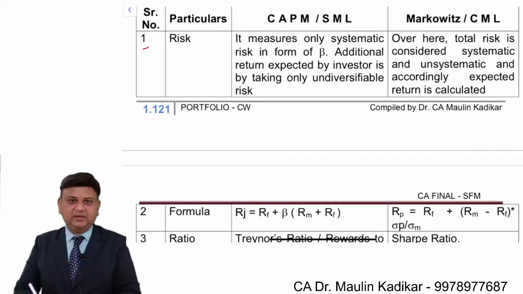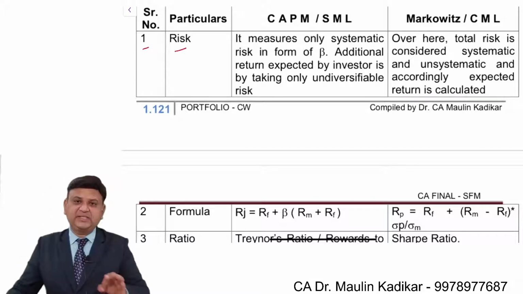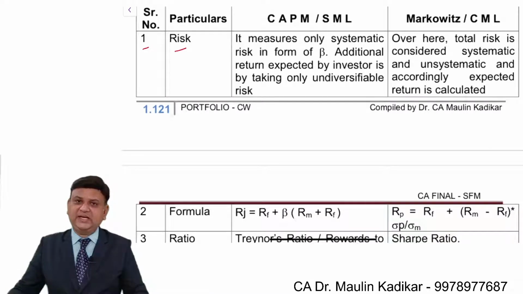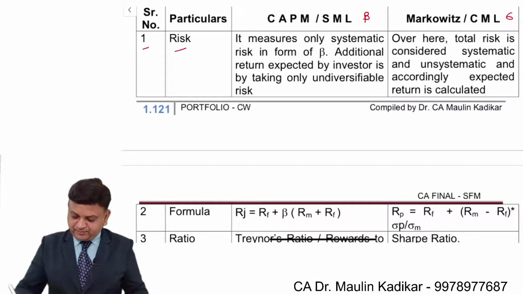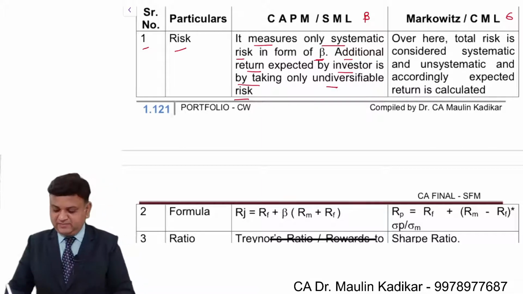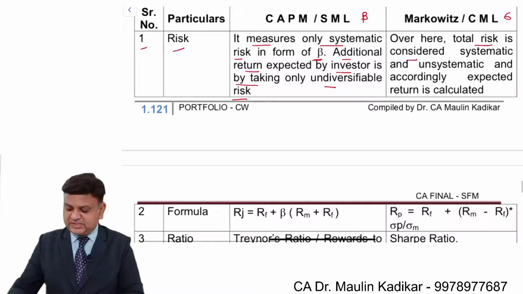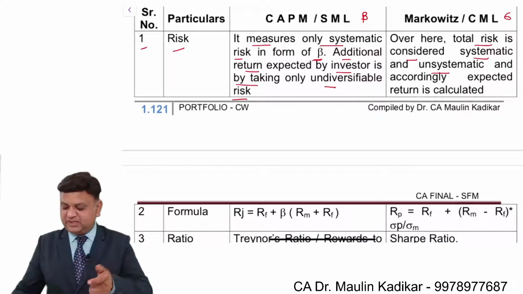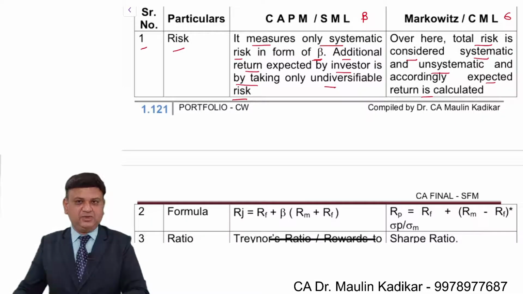In serial number 1, the first point, in particular, is the risk. In CAPM or SML, the risk is measured in the form of beta, that is only systematic risk, whereas in the Markowitz model the risk is measured in the form of standard deviation or variance, that is the total risk. So CAPM measures only systematic risk in the form of beta. Additional return expected by the investor is by taking into account only undiversifiable risk. Over here, total risk is considered, systematic risk and unsystematic risk. Accordingly, the expected return is calculated.